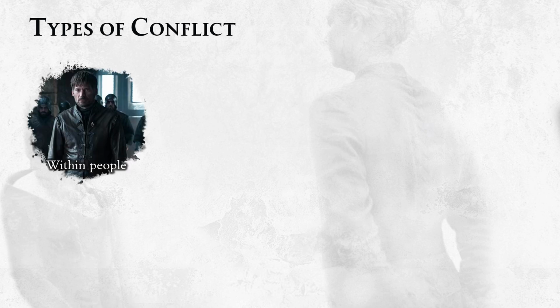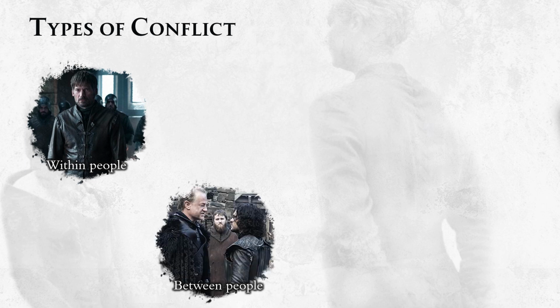If we take a look at the types of conflict that you can have in a fictional work, first of all, there will always be conflict within characters. This would be different parts of their personality grappling with each other and fighting for dominance to see which part of their personality determines their actions. Then the most famous type of conflict is interpersonal conflict, so conflict between two or more individuals.